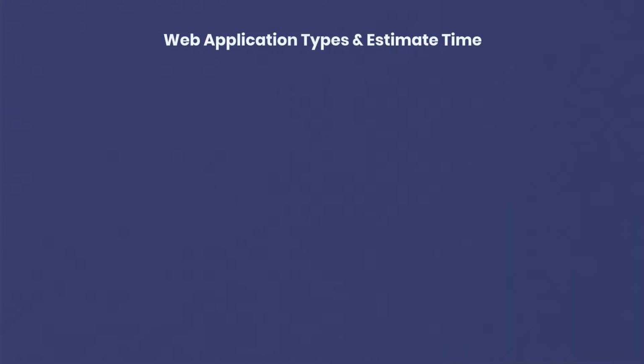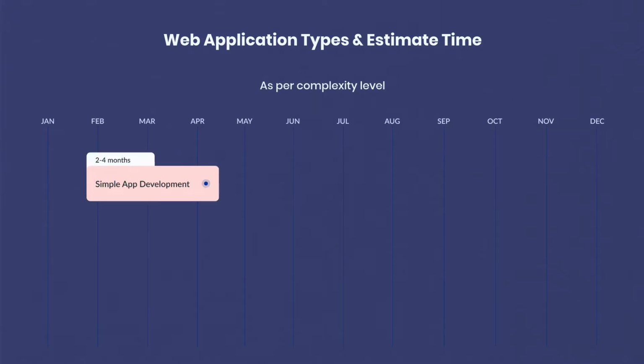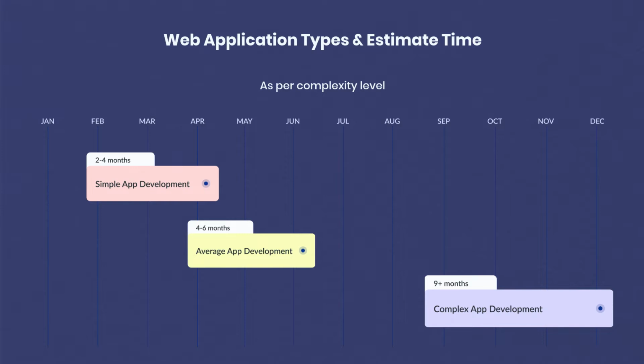Web application types and estimate time. As per complexity level: simple app development 2 to 4 months, average app development 4 to 6 months, complex app development 9+ months.